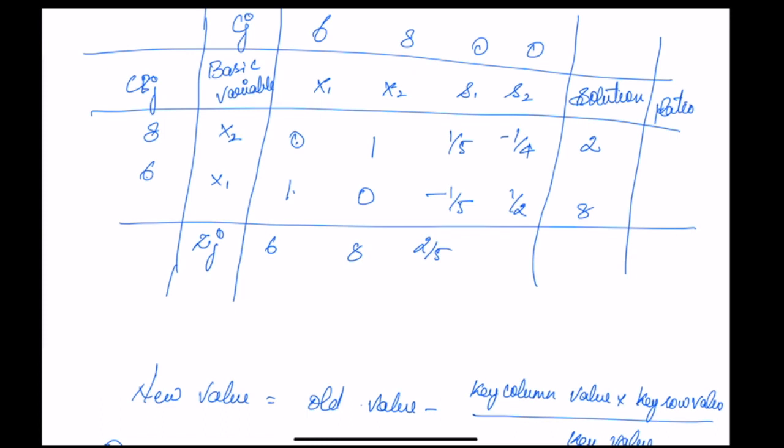And next we have 8 into minus 1 by 4 plus 6 into 1 by 2. So minus 8 by 4 plus 6 by 2. 8 by 4 can be written as minus 2, plus 6 by 2, which is 3, which is equal to 1. Here we have 1. Finally, 8 into 2 plus 6 into 8. 8 into 2 is 16 plus 6 into 8, 48, which is equal to 64. Here we have 64.